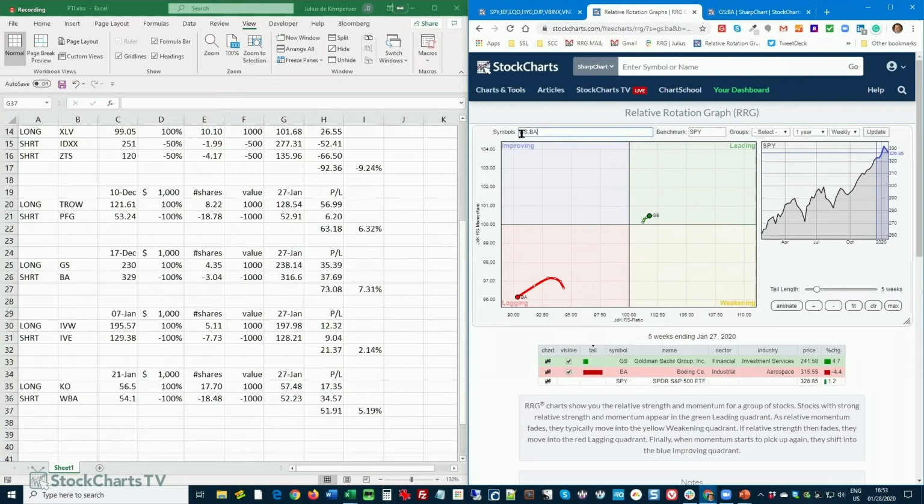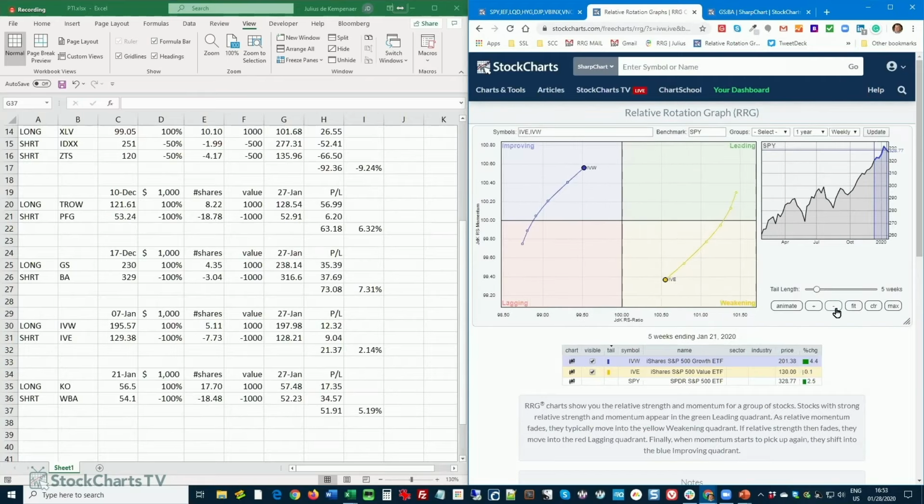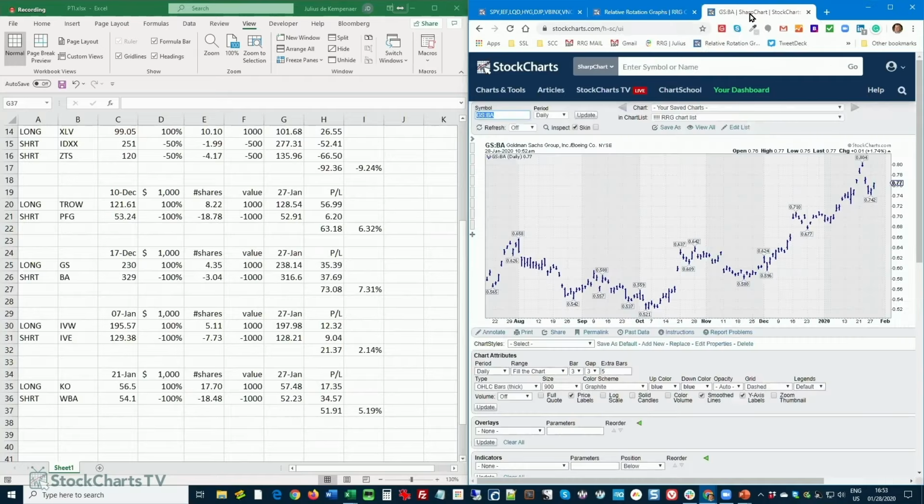Then we have the growth and value play, IVW and IVE. And this one was entered on January 7. So that's this one here. So we got growth going there and value going the other way. And that's still going strong. So this trade is now getting more mature. And probably will continue. Let me put it in here, IVW versus IVE.